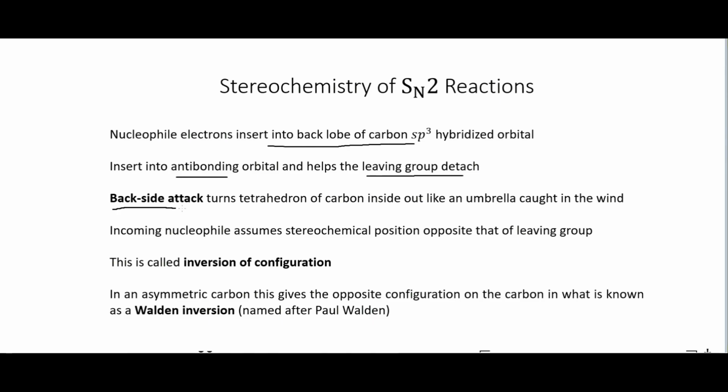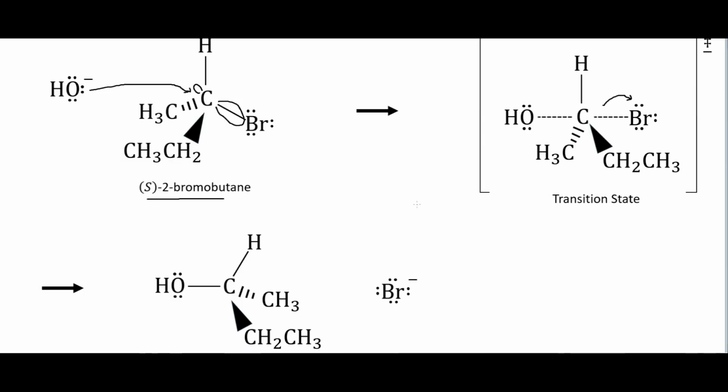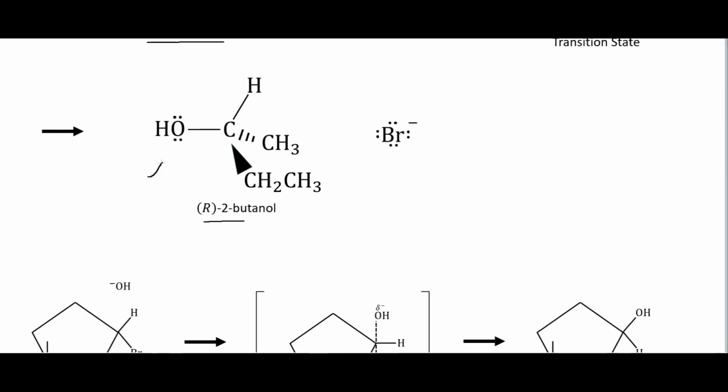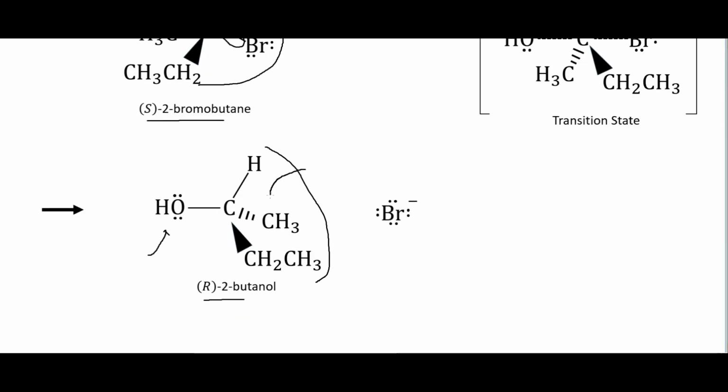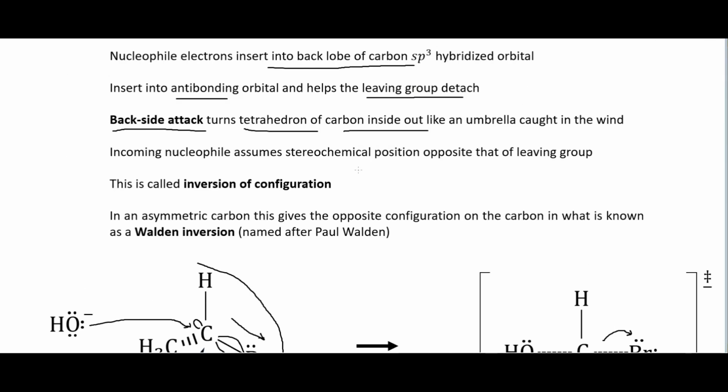And so we have this backside attack that turns the tetrahedron of carbon inside out like an umbrella. If this is the handle on our umbrella, and this is the top of the umbrella up here, it's been turned inside out compared to up here. So the umbrella has been turned inside out like that.